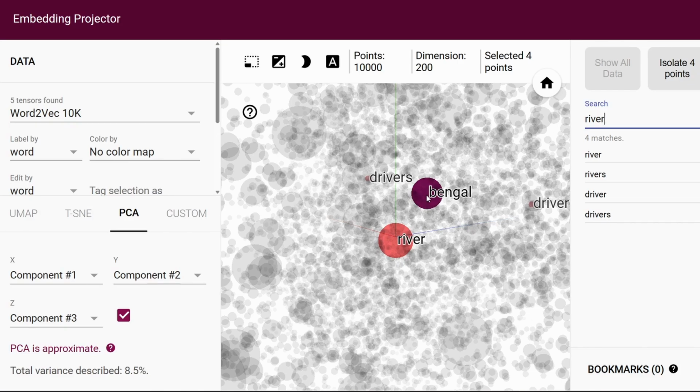And do you know what's interesting? Do you recognize this word? It is none other than Bangladesh, right? Can you guess why Bangladesh is closer to river? We all know Bangladesh is a land of rivers, right? So it shares context with river. So if you want to understand word embeddings in a visual manner, I highly recommend visiting this site and playing around with the word embeddings.